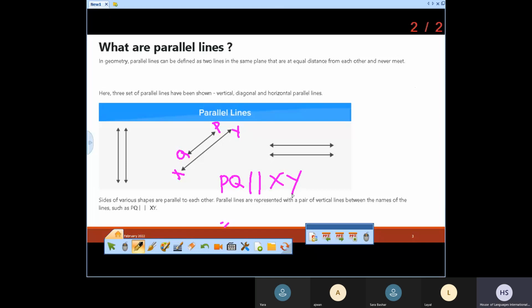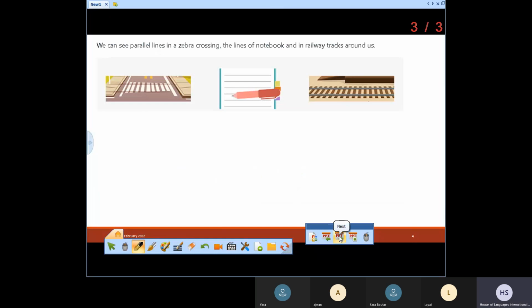Now, where do we have parallel lines? We see them in our life. As you see here, like the zebra crossing, we have parallel lines. This one here in your copybook, we have a lot of parallel lines. Also on the railway tracks, we have parallel lines. Yes, Hiruli.